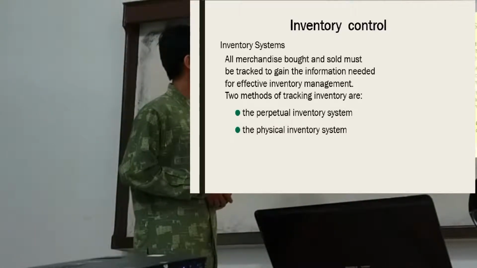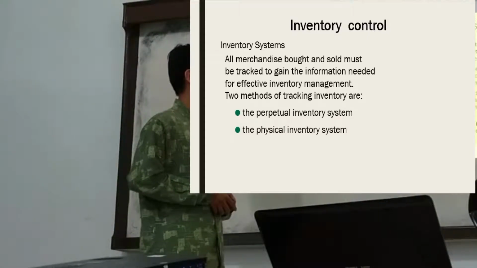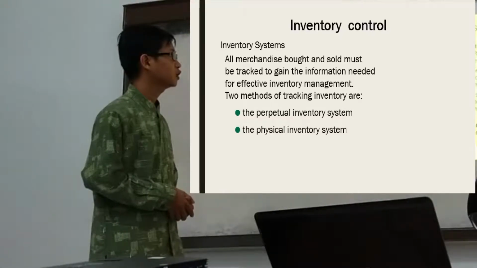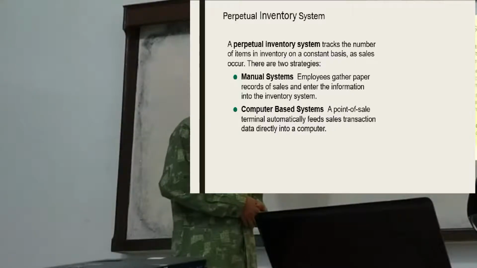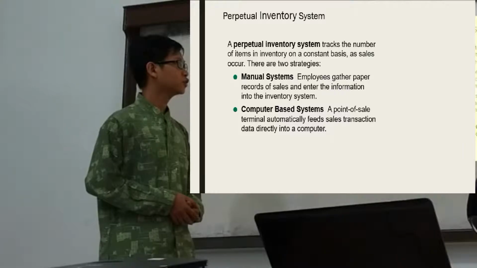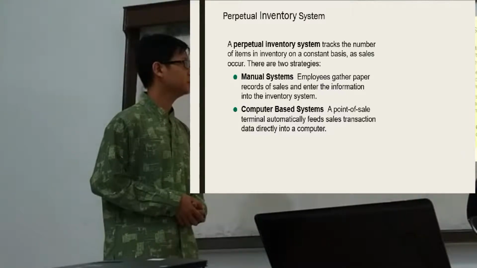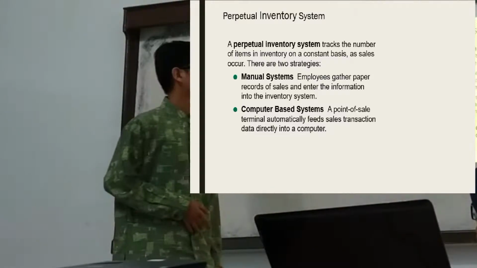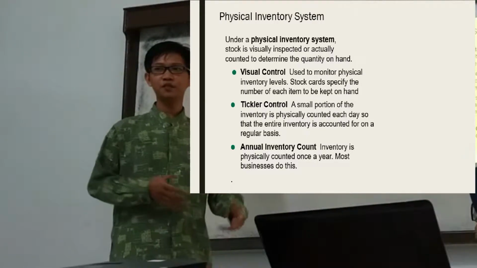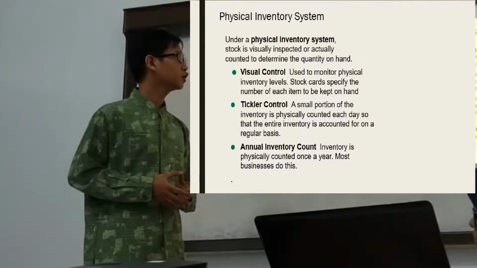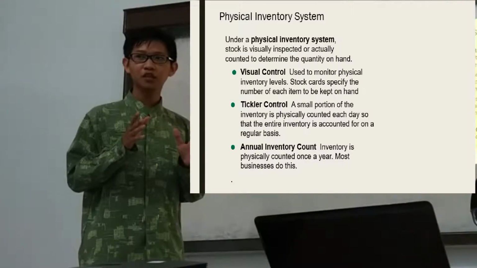And the first is visual control, the second is particular control, and the third is annual inventory count. The first, visual control, is used to monitor physical inventory level. Stock card specifies the number of each item to be kept on hand. We know the number of each item to be kept on hand. How much is it? We control it by visual.